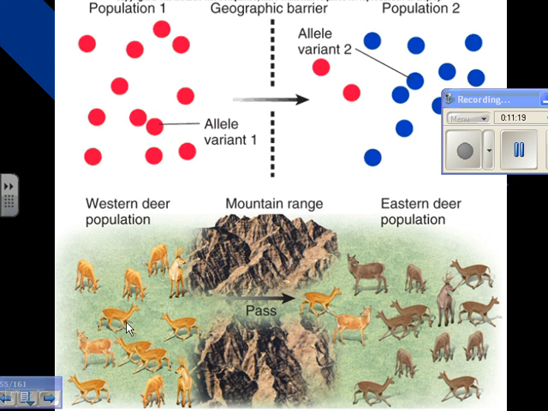So here's an example. You've got a bunch of deer here and deer here. This is the eastern population and the western population. Here's the mountain pass, and some of the deer make it over here, and so that decreases the diversity between the two populations.